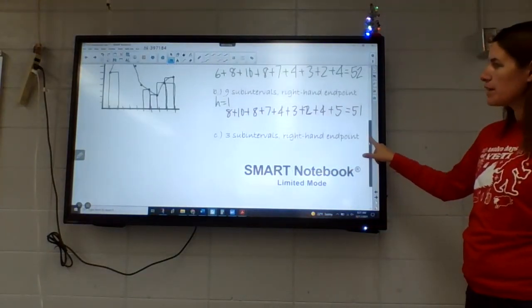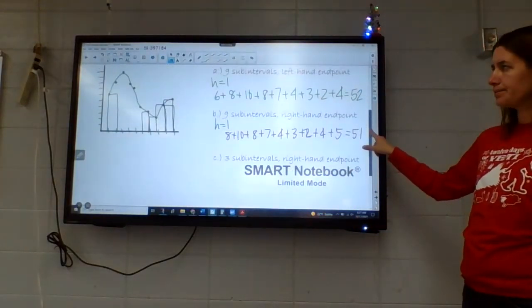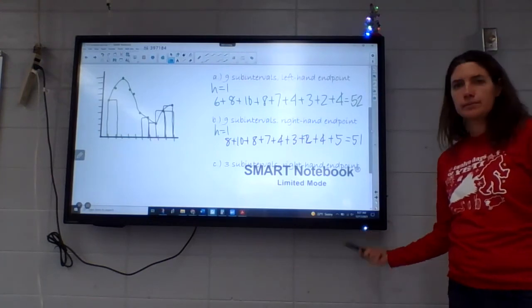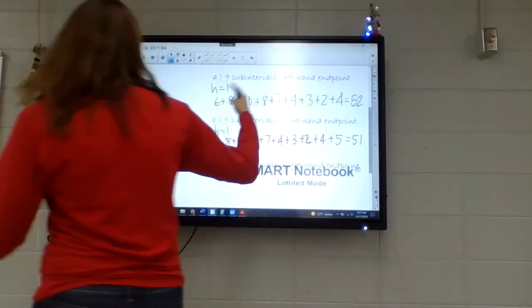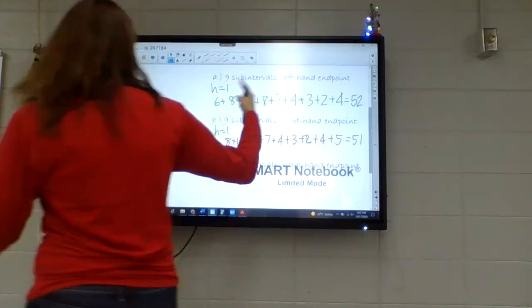What if they said only 3 subintervals? So rather than having all these rectangles, they're saying let's only have 3. So I'm going to break this into different parts. Now if you ever have a hard time deciding how to break it up, you can do 10 minus 1 divided by 3. So they're going to be 3 wide.